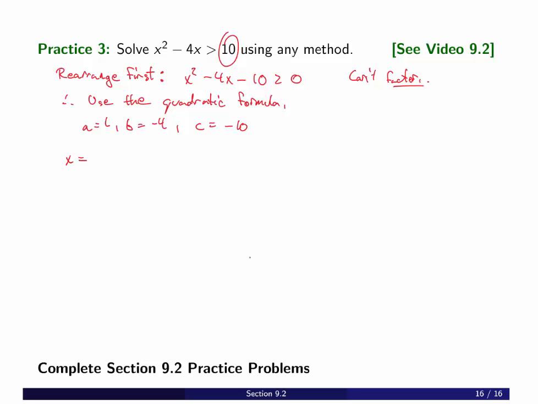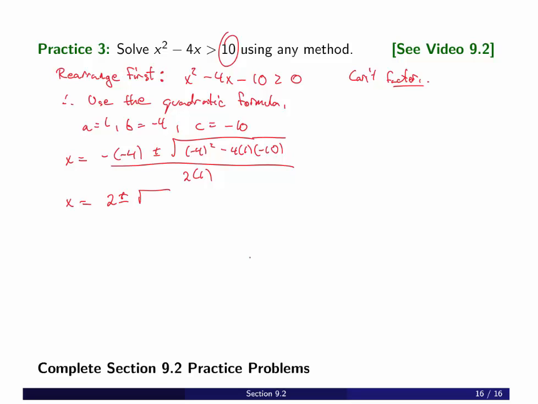Therefore, x is equal to -4 plus or minus the square root of -4 squared minus 4 times a times c, which is -10, all over 2 times 1. When you simplify this, you're going to get an answer of x equals 2 plus or minus square root 14. Okay, which translates to roughly 5.7, and roughly -1.7. I'll leave the computation to you.